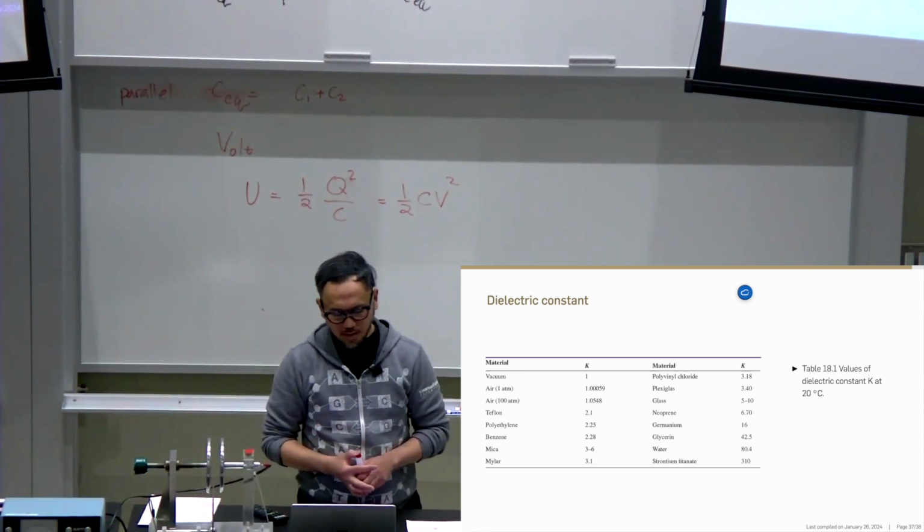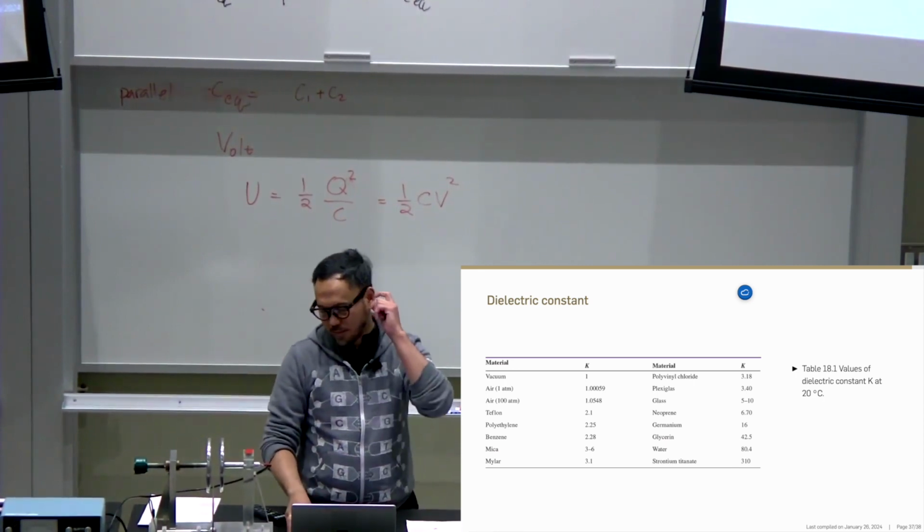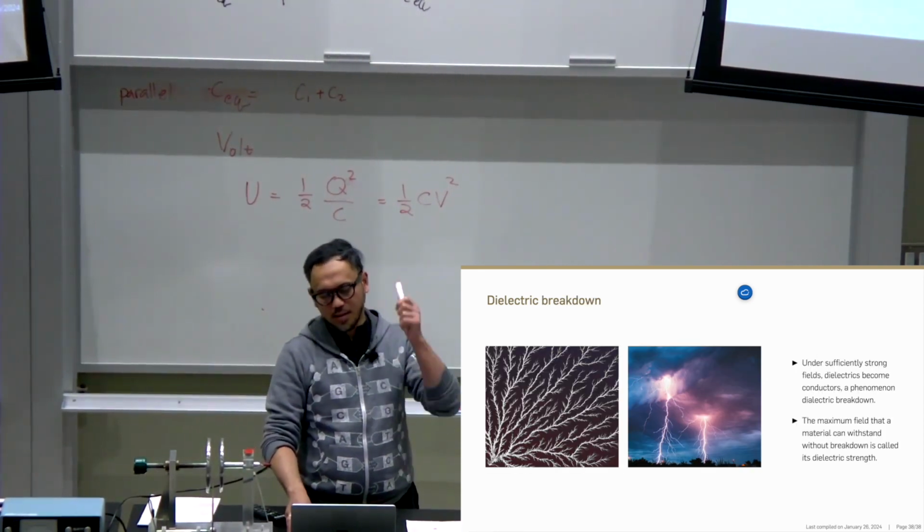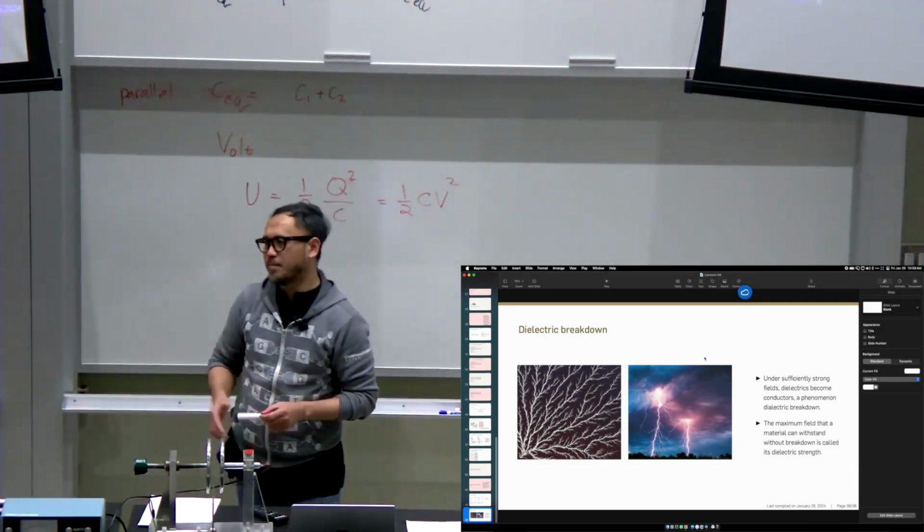And this is the table of dielectric constants that you can find on Wikipedia and in your textbook. And you can read about dielectric breakdown.